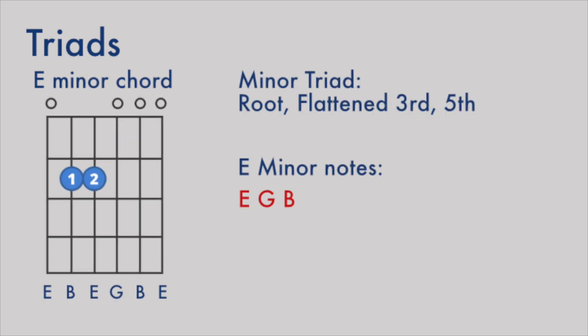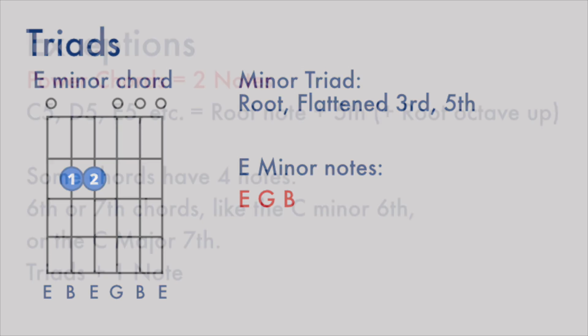Now what about minor chords? The formula for a minor triad is the root note, the flattened 3rd, and the 5th. Flattened 3rd just means we take the 3rd note and we go down half a tone. So in the example earlier with the E chord, our G sharp becomes a G. So if we play an open G string instead of the 1st fret, we now have an E minor chord.